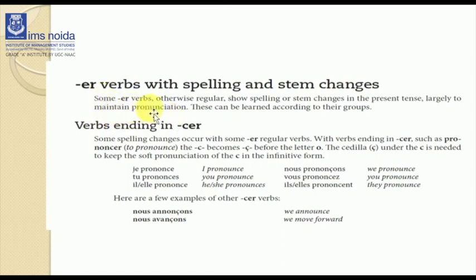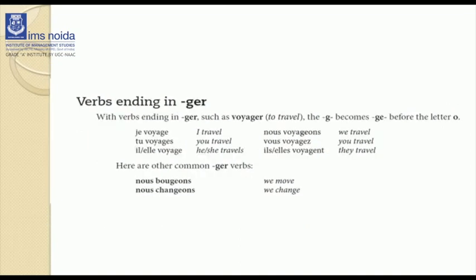Some ER verbs, otherwise regular, show spelling or stem changes in the present tense, largely to maintain the pronunciation. These can be learned according to their groups. So these changes which we are following in different ER groups of verbs are only for pronunciation purposes. So this was the first change, in CER ending verbs. Follow this cedilla accent.